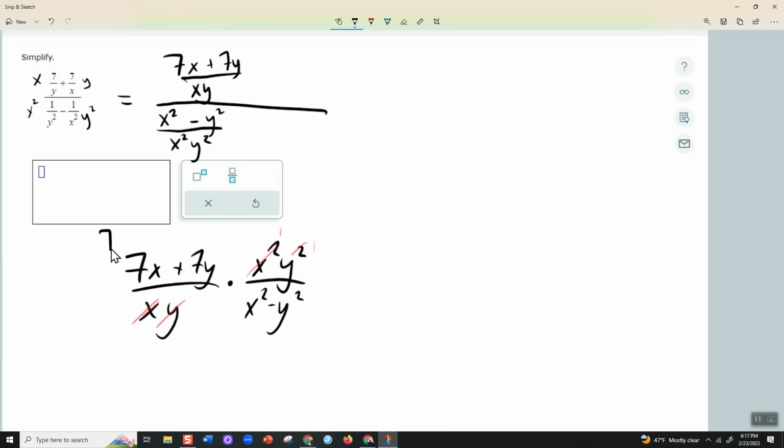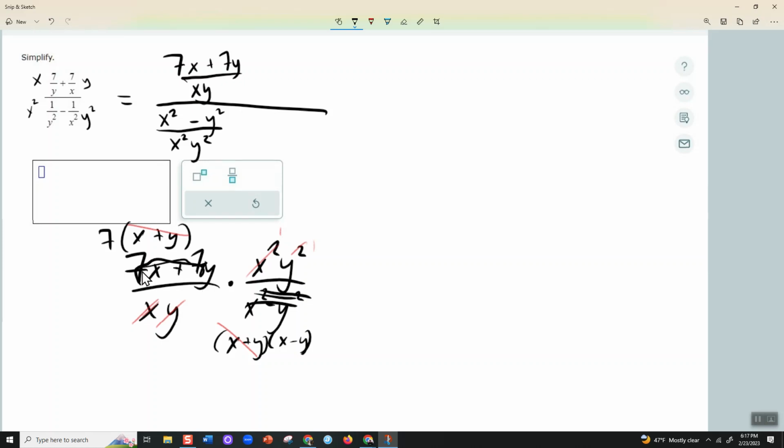This can be factored, because they both have a 7, to 7 times x plus y. This is a very, to me, obvious difference, subtraction, of two squares, perfect squares. So instead of writing it like that, I could write x plus y times x minus y. Same thing. So now, guess what? There's a common factor, x plus y. Yay. So the x plus y cancels out.